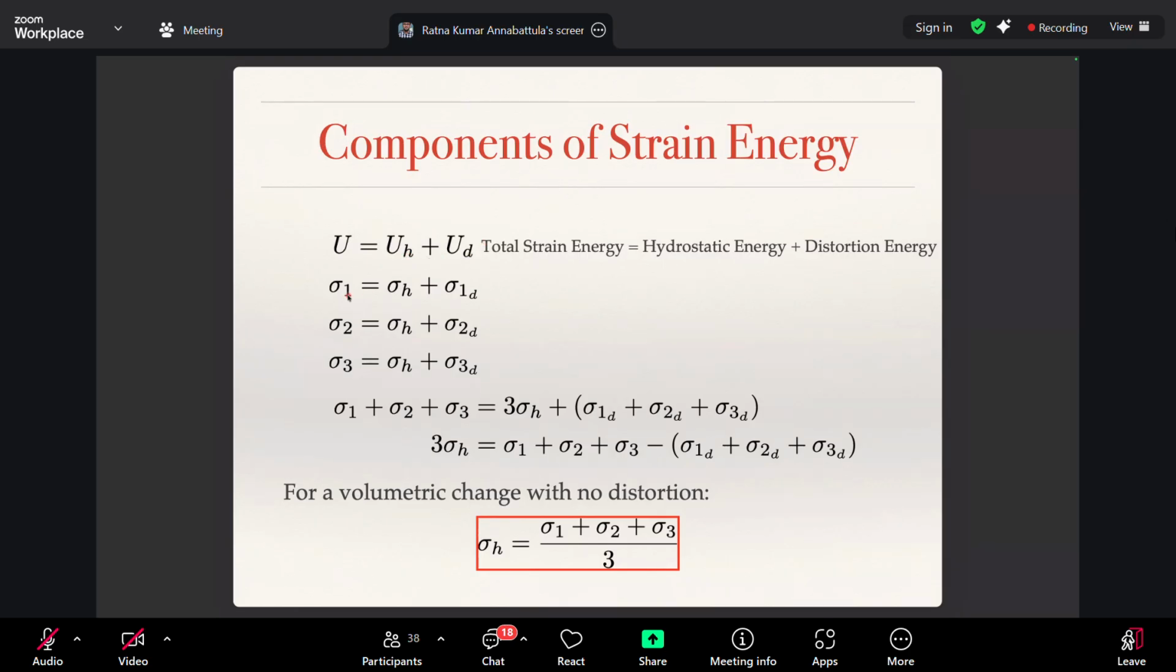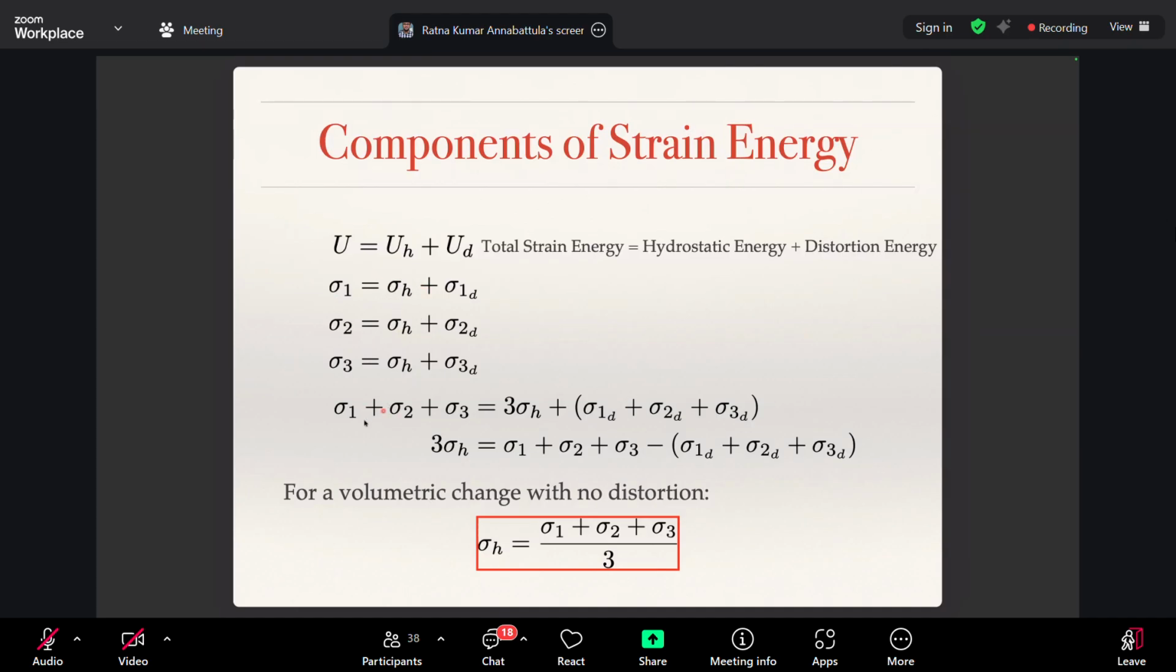Okay. Now you have sigma 1, sigma 2, sigma 3 as your principal stresses. Again, the stresses can be divided into 2 parts. One is a hydrostatic part and the other a deviatoric part. Because we are saying the hydrostatic part should be the same in all the 3 directions, sigma H, sigma H. So sigma 1 can be written as sigma H plus sigma 1D. That means this is the deviatoric part, which is purely responsible for shape change, and this is purely responsible for volume change, size change.